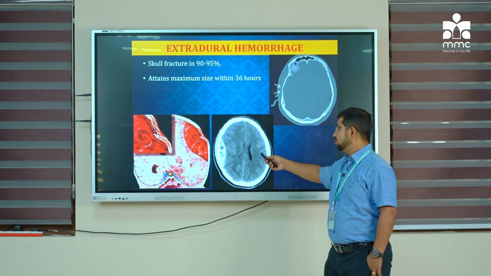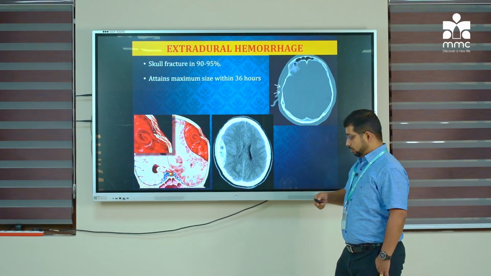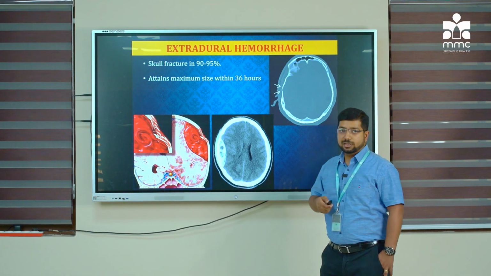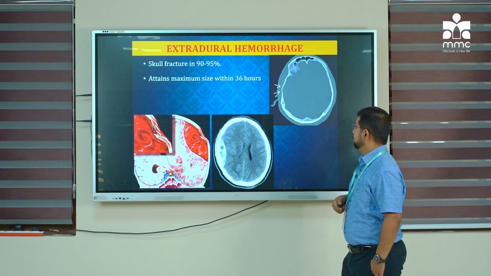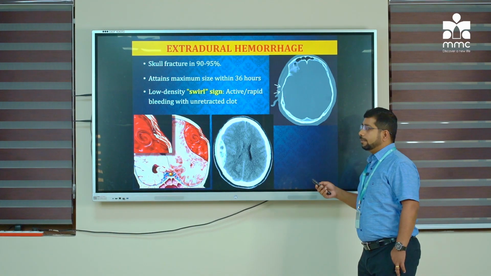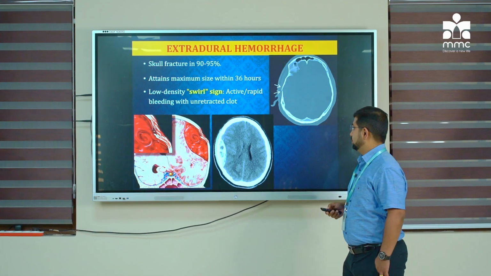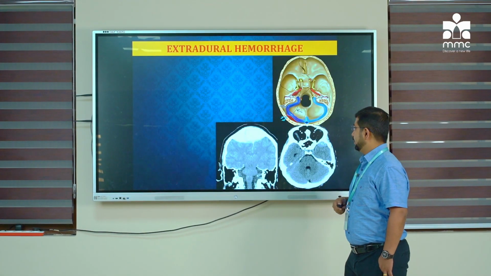If you image the patient or take a repeat CT after some time, then the hemorrhage would have increased. So this is a case which needs prompt intervention by the neurologist; a neurosurgeon is required. Usually the hemorrhage attains its maximum size in 36 hours. And the low density swirl sign means active or rapid bleeding.